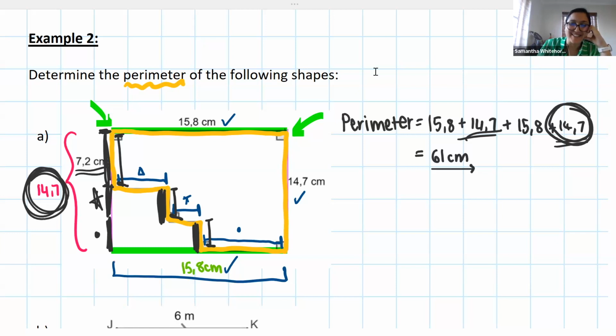Okay. Right. So ma'am, I wanted to ask, don't we put centimeters squared? So remember, it's perimeter. It's not area. Oh, yeah, ma'am. Sorry, ma'am. Silly mistake. But guys, exactly. Area, we will put centimeters squared.